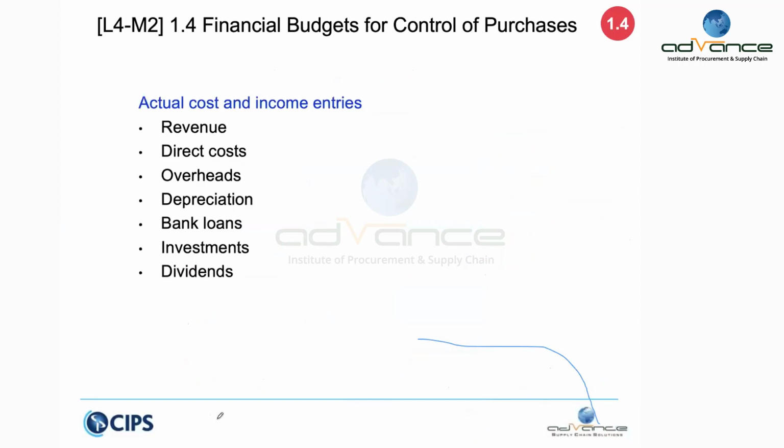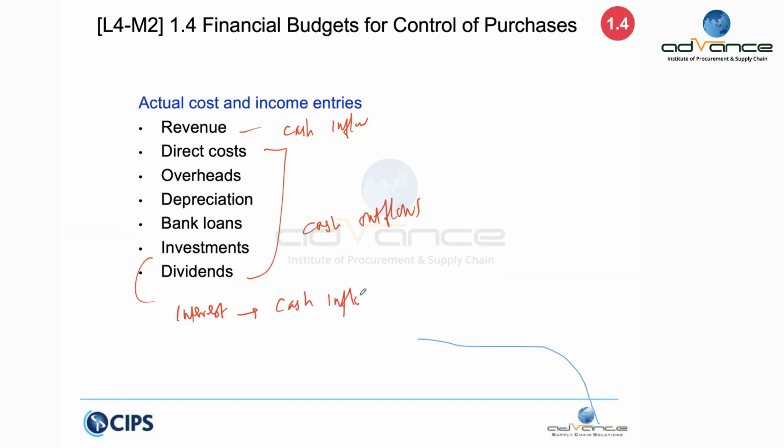So what are the cost and the income entries? Remember, when you receive money, that is revenue, right? Then there are costs that you incur: direct costs, overheads, depreciation. Depreciation is a non-cash expenditure, but seen as a cash outflow. Bank loan, interest paid, principal repayment, investment, dividend. Other than revenue, everything is negative. This is cash inflow. All others are cash outflows. If investment has given you interest, the interest is cash inflow. So this is positive, this is positive, this is negative. Okay.